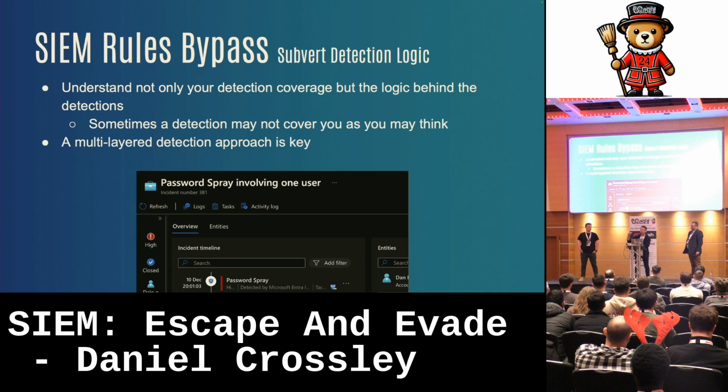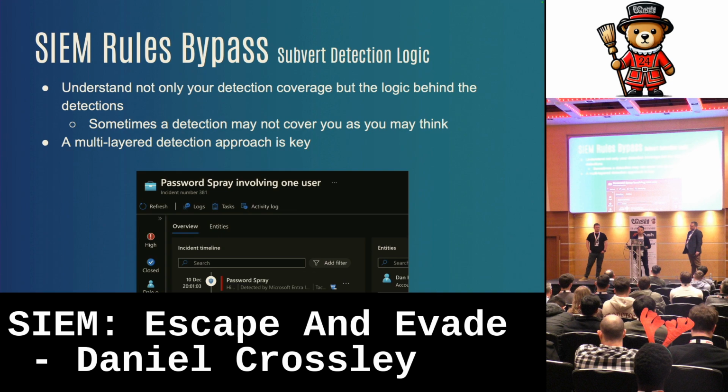Okay. So I think the key point here is that a multi-layered detection approach is key because, yes, there are other controls in Enter ID, for instance. If a password spray is successful, obviously you've got MFA and you've got conditional access, right? And I think it's important to understand what controls you've got, because if you don't have MFA, obviously, that's a big risk, right? But what controls have you got in place to cover you if one of them were to fail?